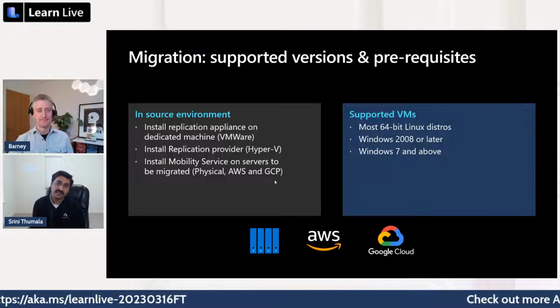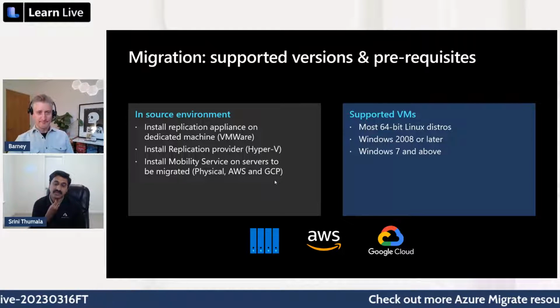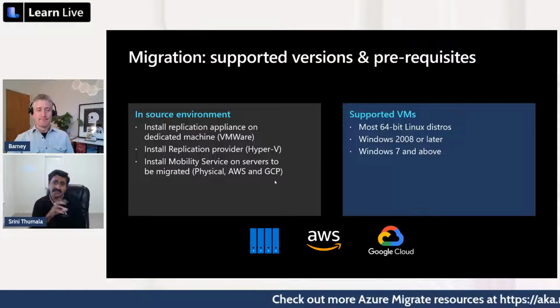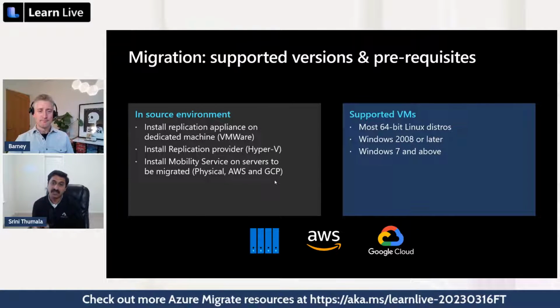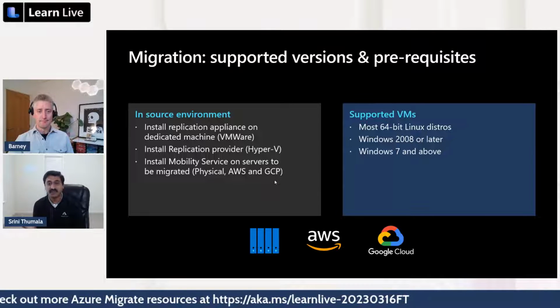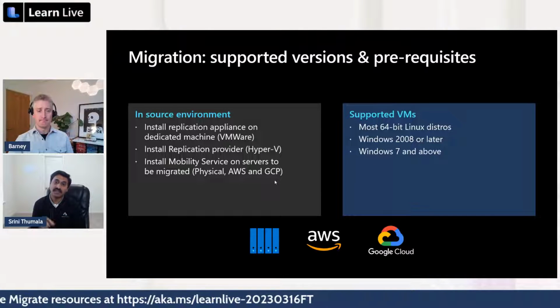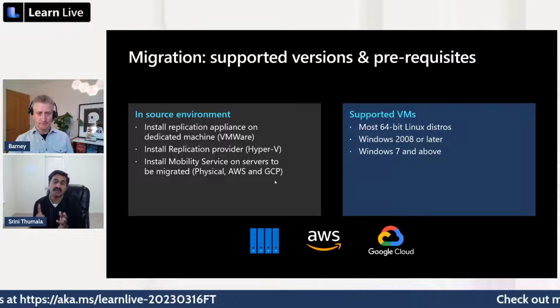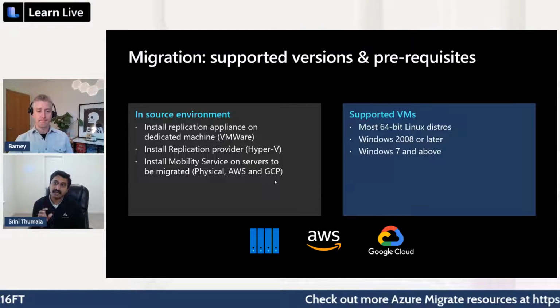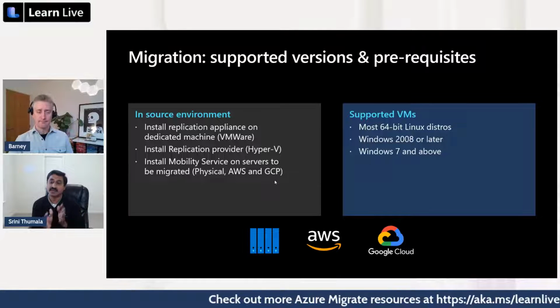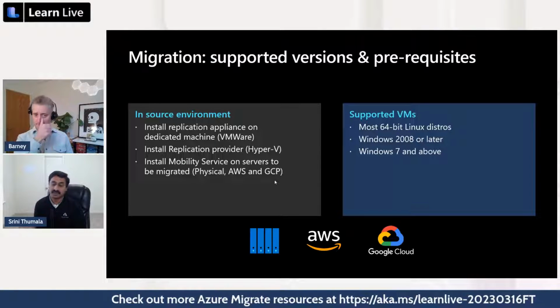And also when it comes to the source environment, we talked about this earlier. Install a replication appliance for VMware. That is the requirement in the source environment. For Hyper-V, a replication provider on the Hyper-V host, and also the mobility service agent and the appliance for physical and other cloud providers. So these are the high-level requirements for the source environment, and also the supported virtual machines.